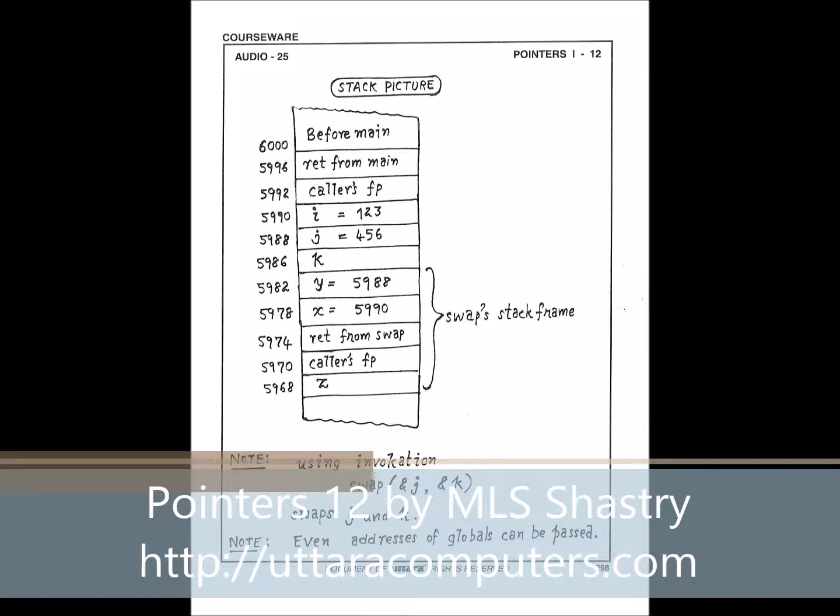So its first parameter is contents of fp plus 8, which is always the first parameter. Correct? That is contents of 5978. Similarly, what is the second parameter? It is contents of fp plus 12 this time, because the first parameter was a 4-byte value. It's an address now. That's what it is.